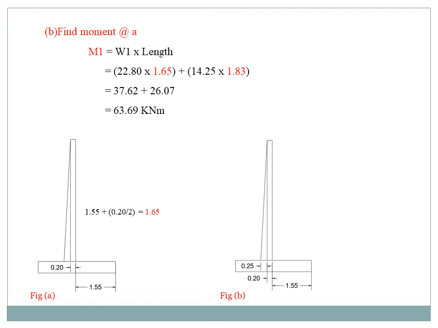See the figure B, this is a triangular portion. So now 1.55 plus 0.2 plus 0.25 is the rectangular plus triangular portion base slab width. So 0.25 divided by 3, because this is a triangular portion. So you got 1.83 value. So finally 63.69 kilonewton meter. This is M1. The next, M2.